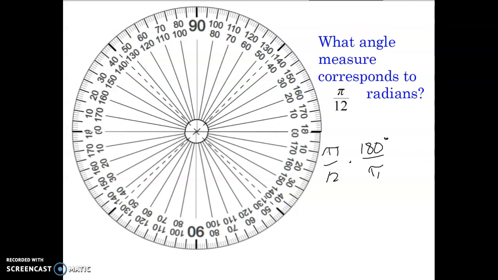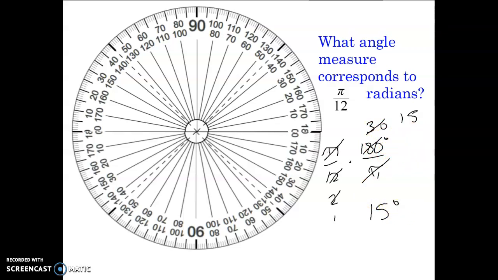Okay, so let's see what happens here. I can see that my pi's are going to cancel. They divide away. And then let's see what goes into both 12 and 180. Well, I can tell that 6 will go into both of those. 6 goes into 12 2 times. 6 goes into 180 30 times. Well, 2 and 30, I can simplify that again. 2 goes into 2 1 time. 2 goes into 30 15 times. So my answer to this is 15 degrees. I have the degrees symbol right here, so I need to bring that down.